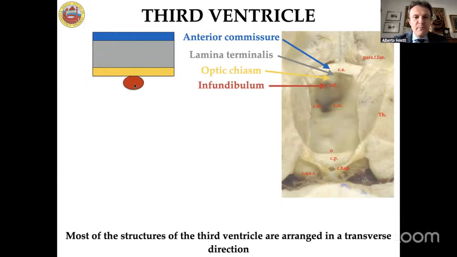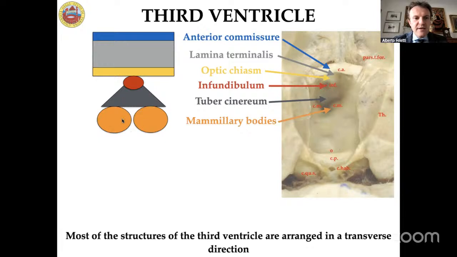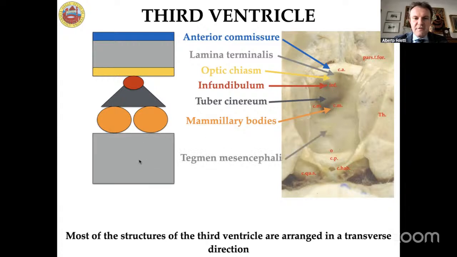Again, if we move back from the optic chiasm, we can find the infundibulum. And just behind the infundibulum, we can identify the tuber cinereum with a very characteristic gray color. Just behind it, we can see the mammillary bodies that are visible also on this cadaveric specimen. And then we have a large part of the floor of the third ventricle, which is the tegmentum of the mesencephalon.